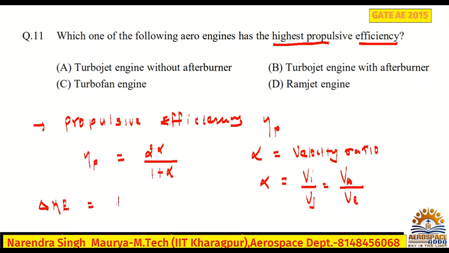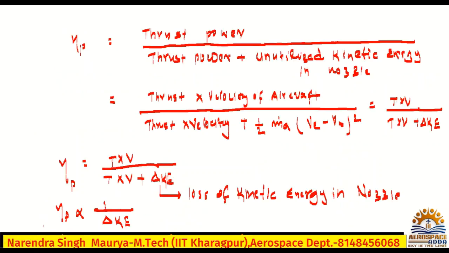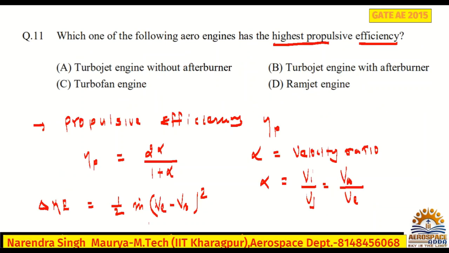It is nothing but half m dot (Ve minus V infinity) square. What is Ve? Exit velocity. V infinity is the aircraft speed. So Ve is very high, so delta KE will be very high, and if delta KE is very high, it means eta p is very less. You got my point or not? Simple. So Ve, the exit velocity, is the hot air velocity. This velocity will be very high for the ramjet, so KE will be very high and propulsive efficiency will be very less.